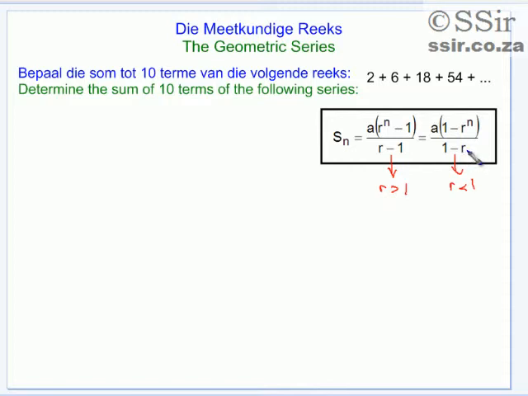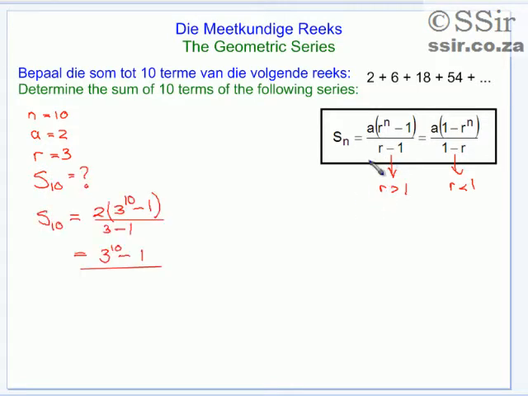If we now go back to the question, we want to add together 10 terms, so we know that n is equal to 10. The value of our first term, a, is equal to 2, and the constant ratio we can calculate. 6 divided by 2 gives us 3, and 18 divided by 6 also gives us 3. So now we can write down S of 10.